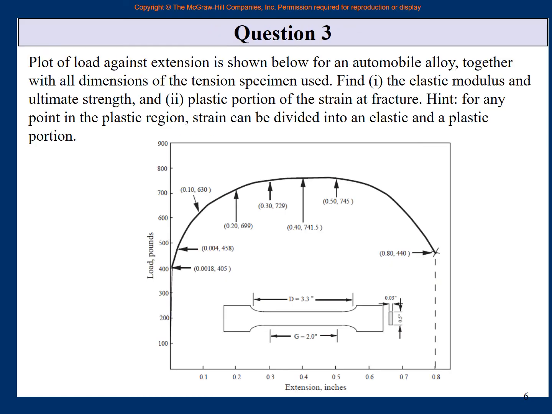We will now move on to the third question in this tutorial. This is one of the midterm questions. Plot of load against extension is shown below for an automobile alloy, together with all dimensions for the tension specimen used. Find the elastic modulus and the ultimate strength and plastic portion of the strain at fracture. Hint: for any point in the plastic region, a strain can be divided into an elastic and a plastic portion.